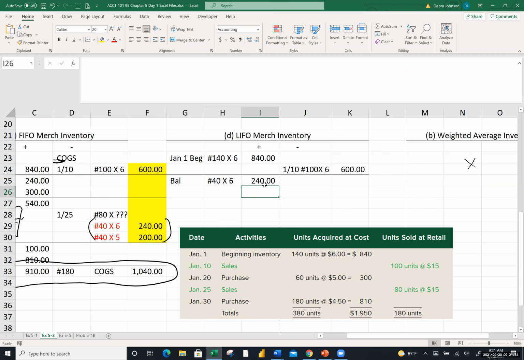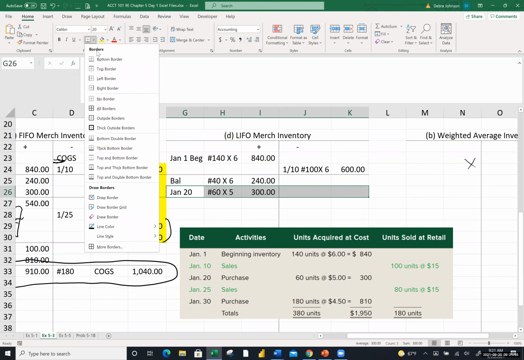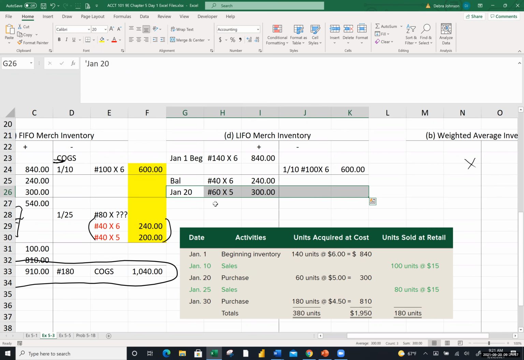Okay, here comes in the second layer that will throw a wrench in our sales when we get there. So January 20th, we bought 60 units at $5. So again, we spent 300. Again, I'm going to balance this out. And right now we have 100 units and we're still sitting at 540.